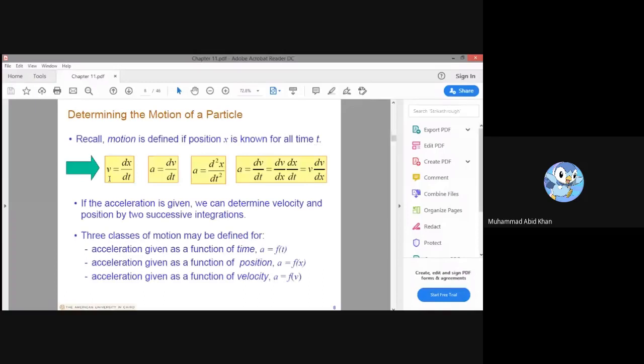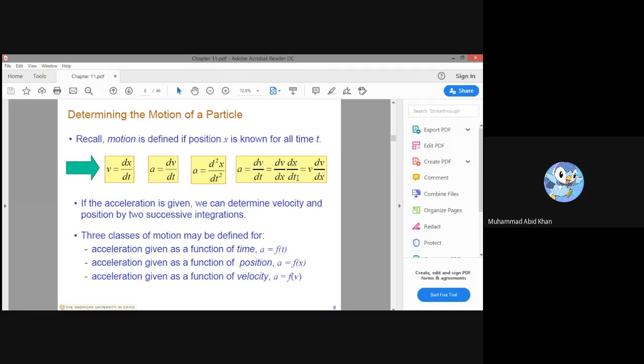When we need to get velocity, v is equal to dx over dt. When we need to find acceleration, it is dv over dt. And these are going into the equations. Those are the basic things. I'm giving you the examples. If the acceleration is given, we can determine velocity and position by two successive integrations.